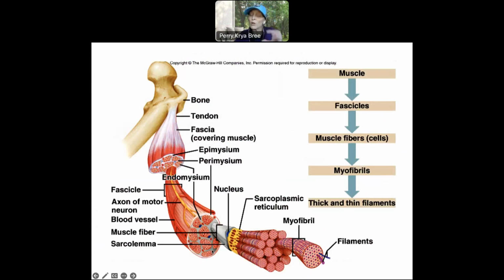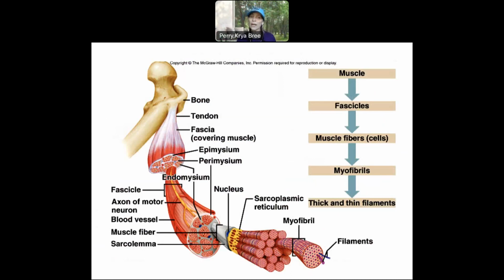And when we group those together, we're going to group them in what's called a fascicle. So here's your fascicle. Basically, a fascicle is a bundle of muscle fibers or muscle cells together. And then we can bundle all these fascicles. So here's a bundle of fascicles, here's another one, and another. And we bundle all those together into the whole muscle.